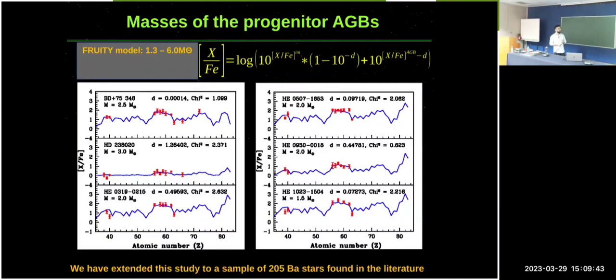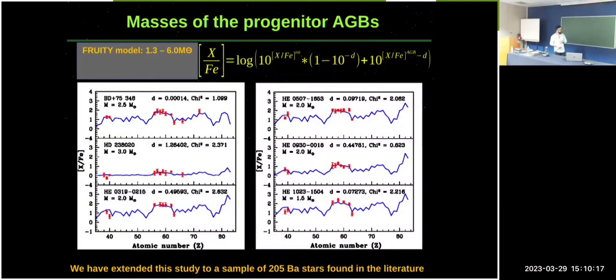So we tried to fit the AGB yields, because the FRUITY models can give AGB yields for different masses, starting from 1.3 to 6 solar mass, at different metallicities. Suppose for a star, for a particular metallicity, we take the FRUITY model at that metallicity, and we calculate the yields at different masses. So we fit the abundance pattern of our barium star with the AGB yields at different masses, and the mass corresponding to the best fit gives the mass of the companion AGB.